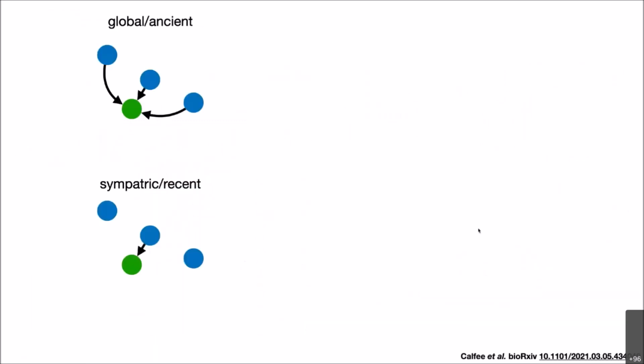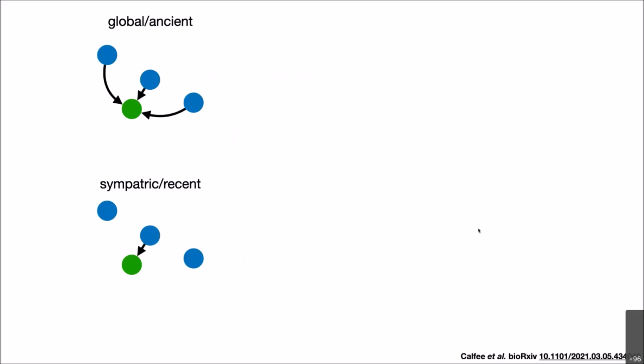We first asked the question about the origin of this ancestry. Was it local and sympatric? So if our green circle here is our focal maize population, is most of the Mexicana ancestry coming from its sympatric next door teosinte population? Or is this older global or ancient ancestry that came from multiple different Mexicana populations?